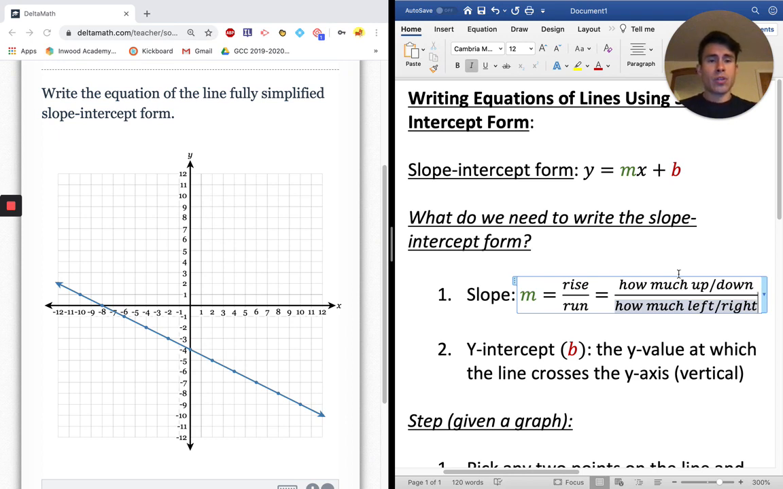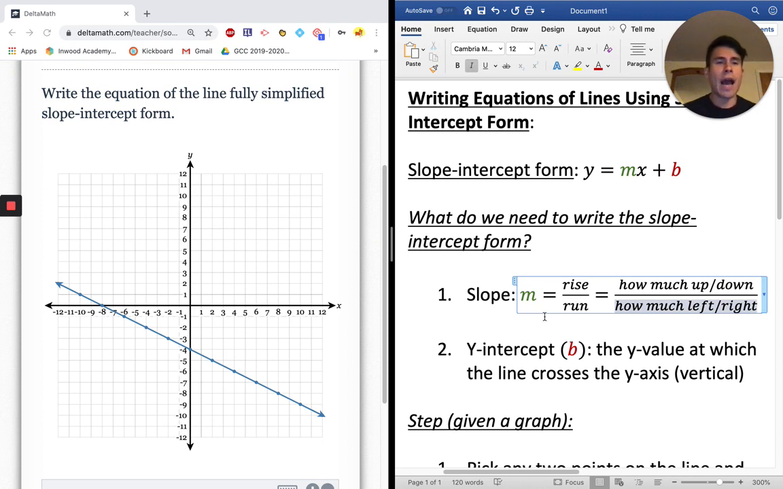So we first need to know what our slope is. That's our m. Remember, the m is going to be the number in front of the x. That will always be your slope in the slope-intercept form. Second, we need our b, and that is our y-intercept. So the b is the y value at which the line crosses the y-axis. And if we remember correctly, the y-axis is the vertical axis in our graph. So up or down.